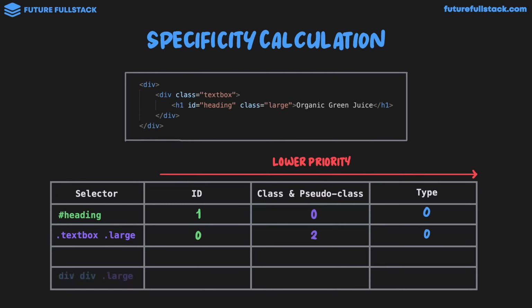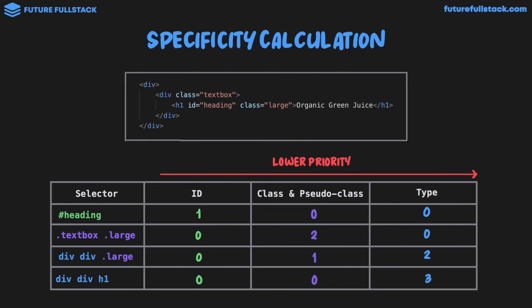The next CSS rule looked like this. There are no ID selectors, so this gets 0 points. There is 1 class selector being used, large, so this gets 1 point. And there are 2 type selectors, the 2 divs, so this gets 2 points. The last rule looked like this. In this case, there are no IDs being used, so the ID column gets 0. There are no class and pseudoclasses being used, so we give 0 here. And there are 3 type selectors being used, div, div, and h1. So the type column gets 3 points.